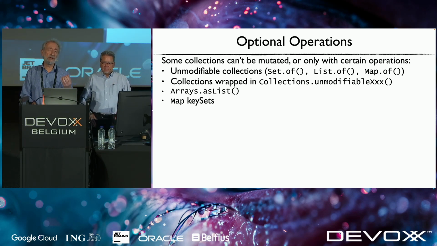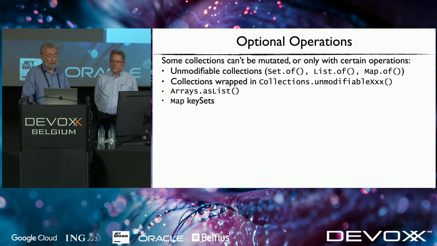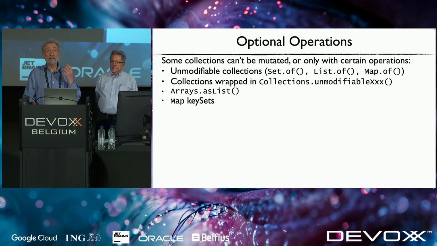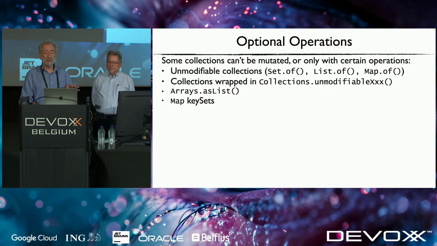Again, because the backing structure is an array, and arrays in Java are fixed size, you can't do certain things to it. Similarly with key sets of maps: you can remove a key from a key set of a map because the underlying operation will remove both the key and the corresponding value. But you can't add a key to the key set of a map because, what would the value be? So these optional operations are really baked into the collections framework.